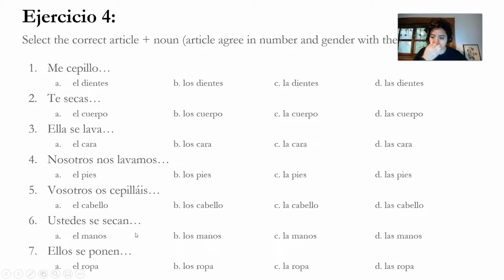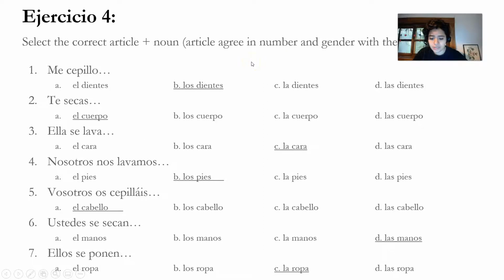And we're going to do an exercise. So you have to select the correct article plus noun. So remember that the article always agrees in gender and number with the noun. Here you can check your answers.